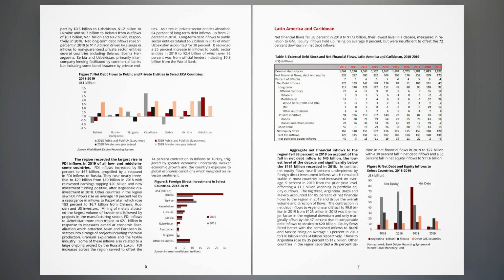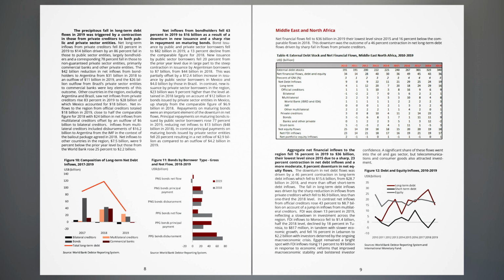Equity flows fared better, with the combined inflows to Brazil and Mexico rising on average 13% in 2019 to $70 billion and $34 billion respectively. Those to Argentina rose by 35% to $12 billion. Other countries in the region recorded a 36% decline in net financial flows in 2019 to $27 billion, with a 38% fall in net debt inflows and a 36% fall in net equity inflows to $11.6 billion. Figure 9. Net debt and equity inflows to select countries, 2018-2019.